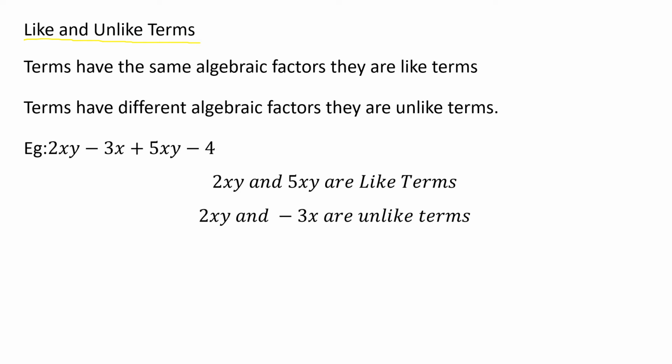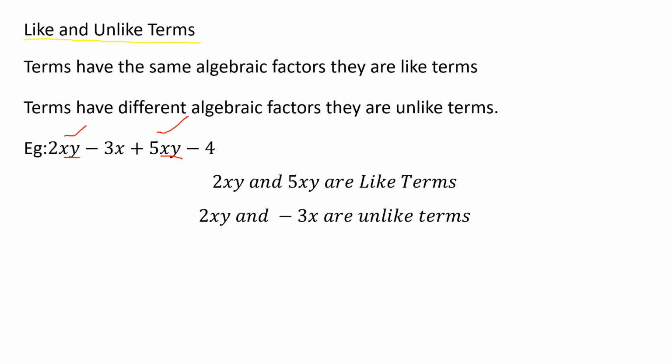Like terms have the same variables. So 2xy, is any other term having xy? Yes, 5xy. So these two are like terms. 2xy and 5xy are the like terms. Why are they like terms? Because they have the same variables. Variables means this xy is a variable. For 5xy also, xy is a variable.